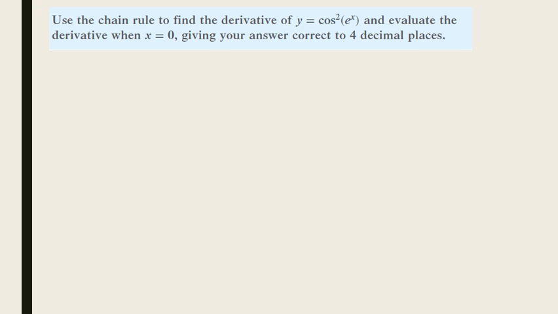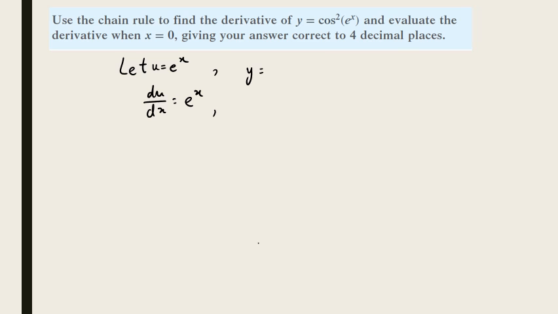Use the chain rule to find the derivative of y equals cos squared of e to the power of x, and evaluate the derivative when x is equal to 0. So this time the function inside is e to the power of x. So then du/dx is equal to e to the power of x. So that's nice and simple.